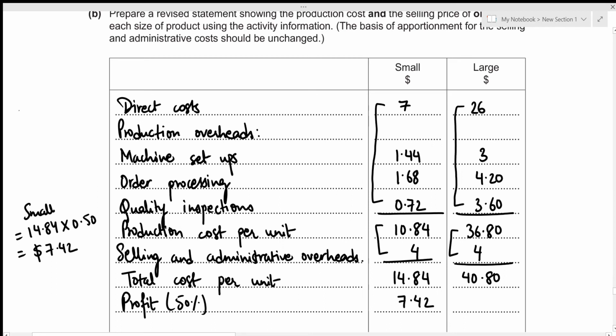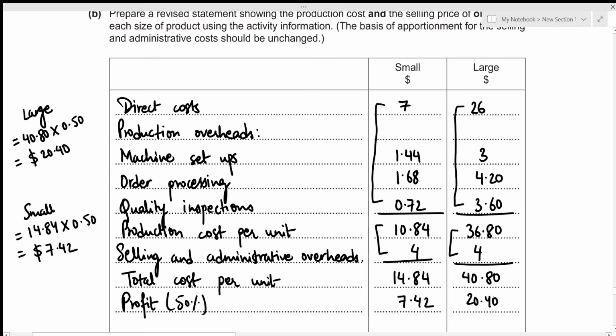Let's repeat the same process for large sizes. So the total cost per unit for large is 40.80, and in order to figure out the profit, we need to multiply it with 50%, which is 0.50. This gives our profit per unit for large sizes to be 20.40. Let's write it down.